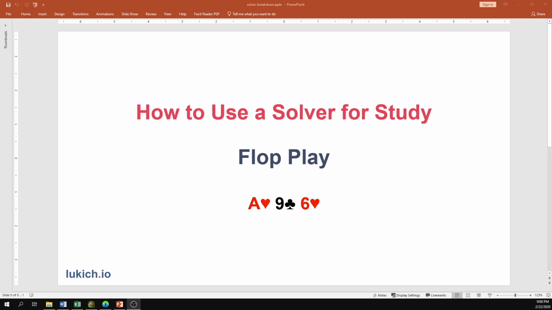I'm also going to be just analyzing the flop play today, but this process can be used to pick apart any in-game situation. So what I'm going to be putting in place here is a framework that can be applied on flops, on turns, on rivers, pre-flop, throughout the entire hand, etc.